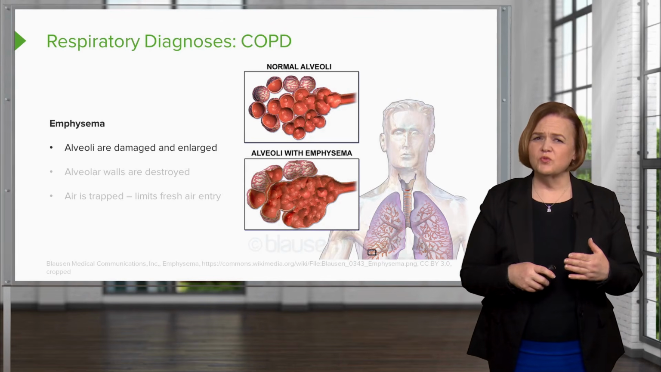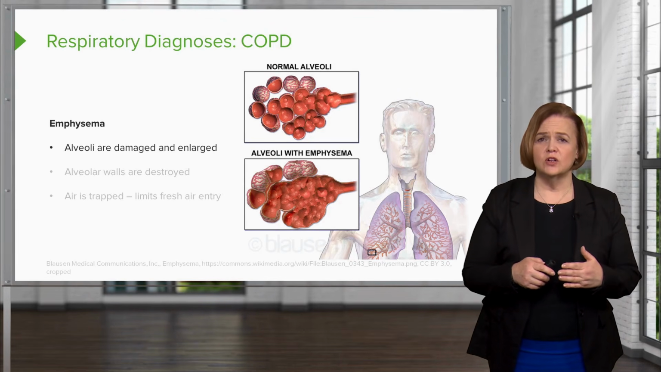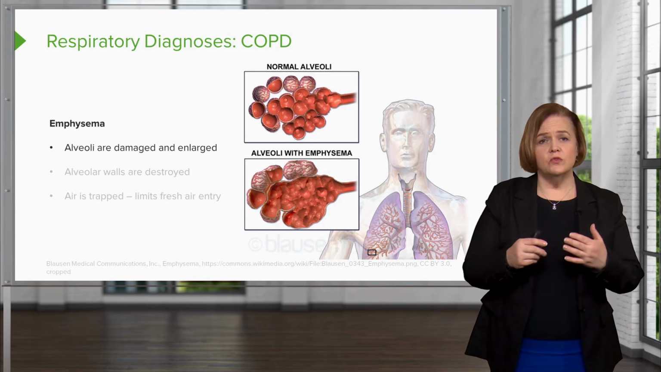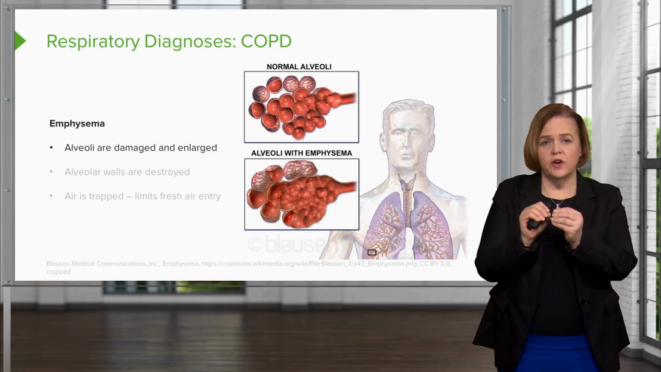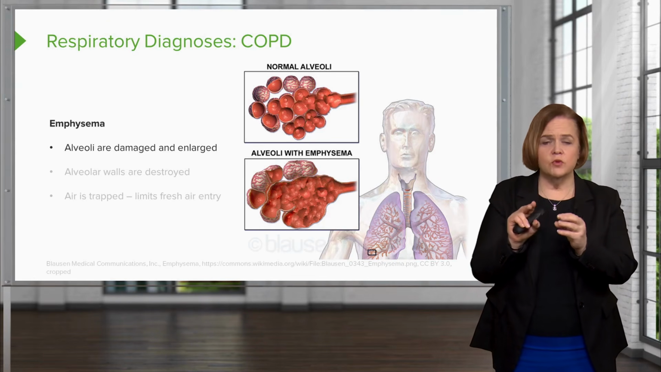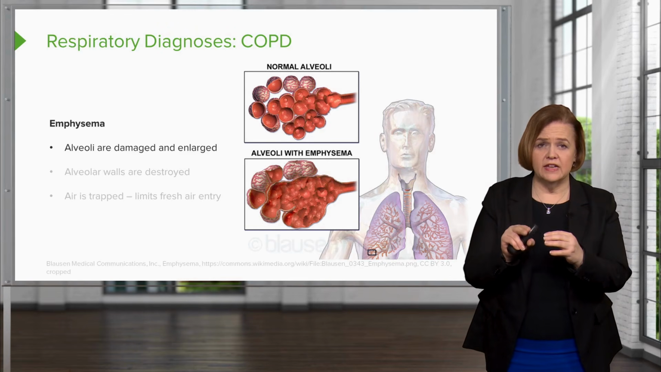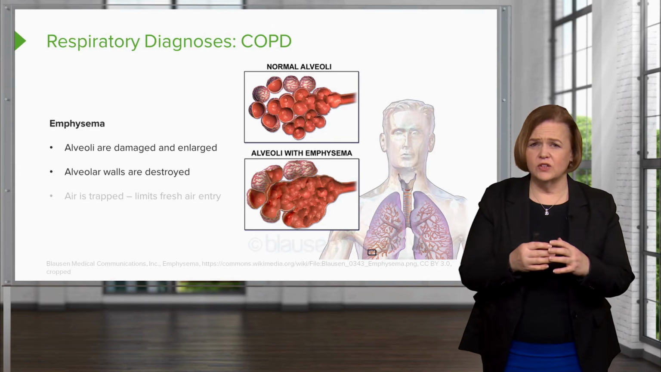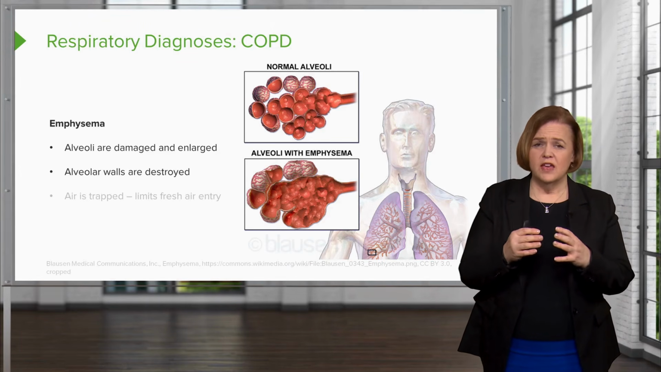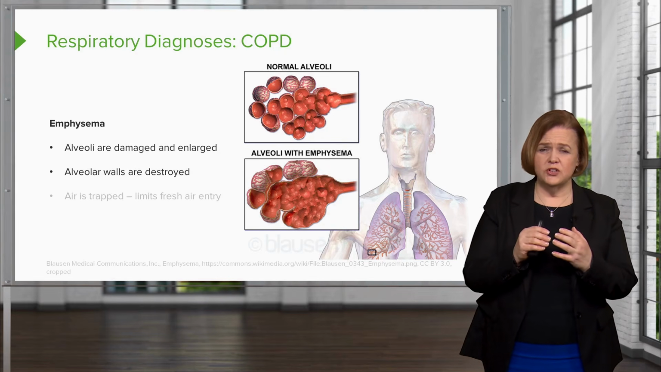The alveoli are really damaged and enlarged. If you see in the picture, you can tell normally an alveoli, well, we usually compare it to a cluster of grapes. They're uniformly shaped, they're round, they're open, and they're inflated. In emphysema, those walls have been damaged and enlarged because they're destroyed. So they're not those cute little round shapes anymore.